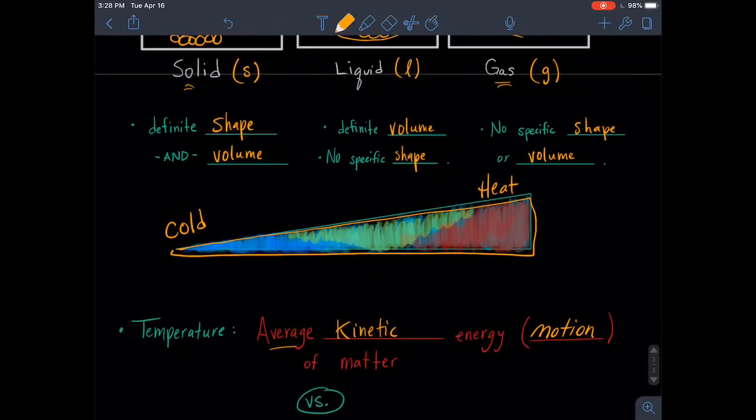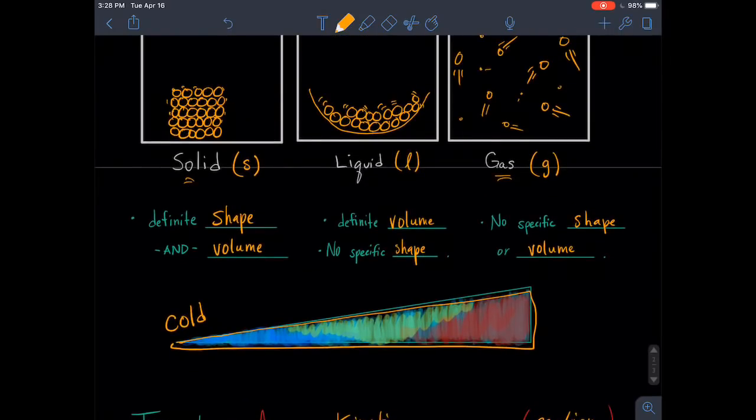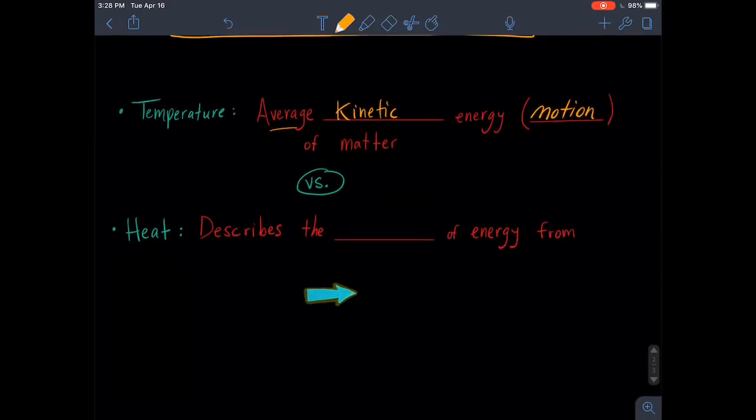So therefore a gas, if we measure the temperature of it, will have a lot higher temperature, which I just noticed something that I messed up. If we have cold and heat, this could be just cold. A solid is cold and a gas is hot, not heat. Anyway. Okay, well, temperature is the average kinetic energy of matter.